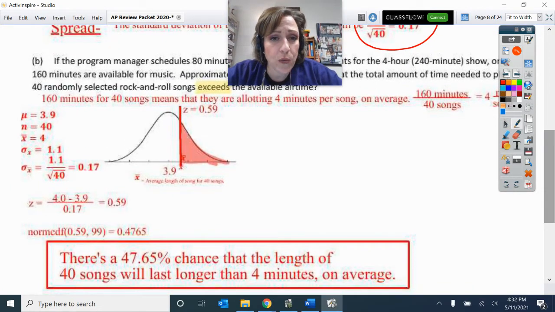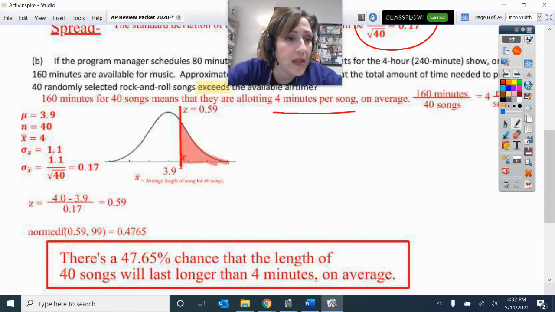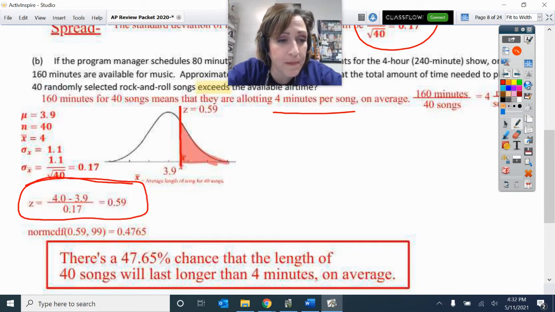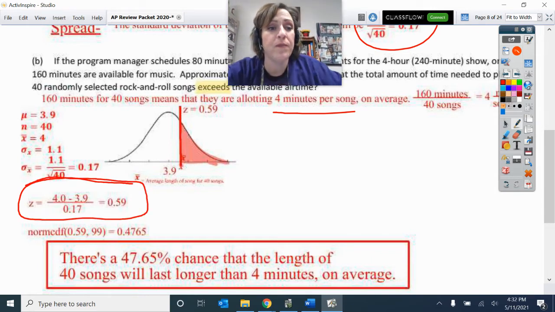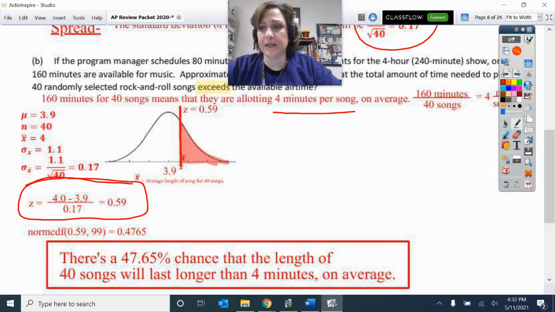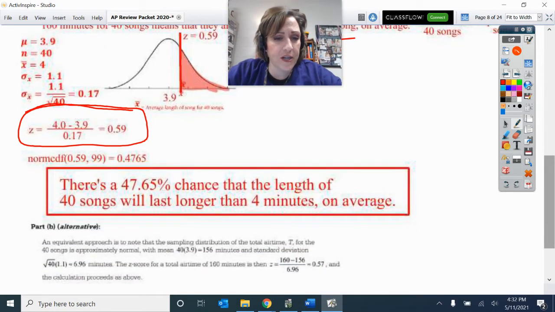They ask, what's the probability that these 40 songs will have an average of 4 minutes or more? That's what they're asking. So look, here's my z-score: 4 minutes minus the mean over the standard deviation. And there's that z-score, and then I used normalcdf on that, and that's how I got a 47.65% chance.